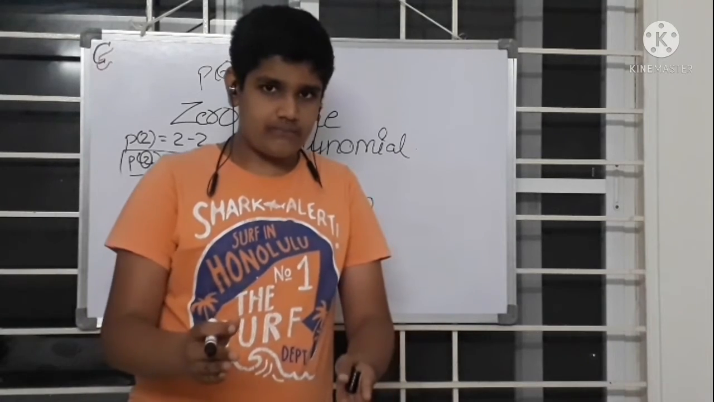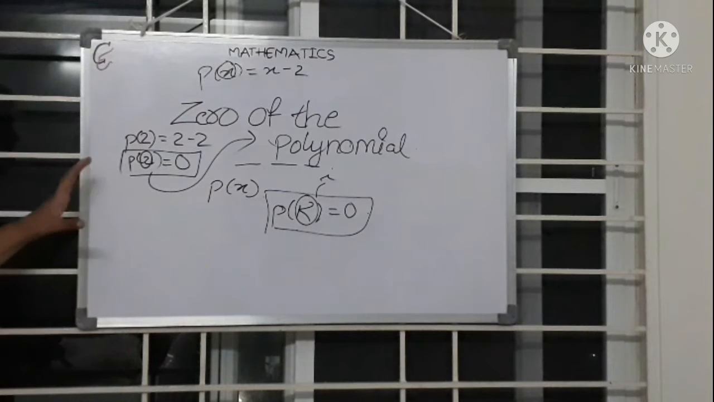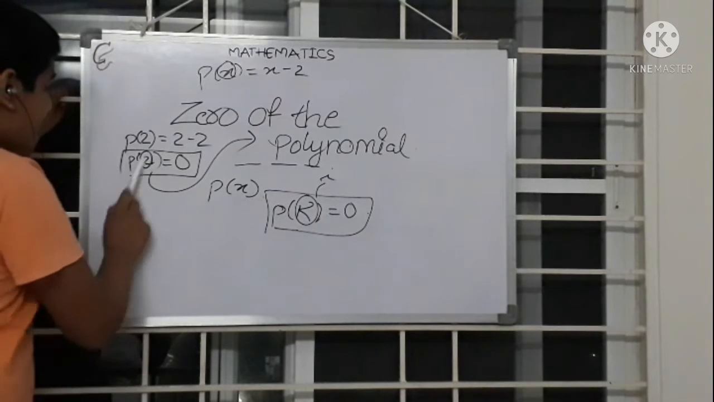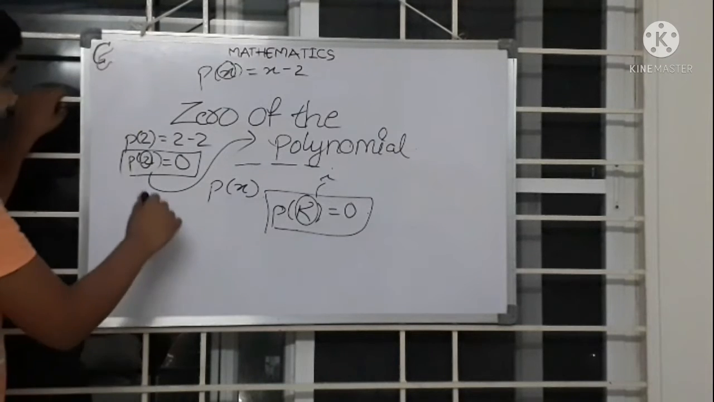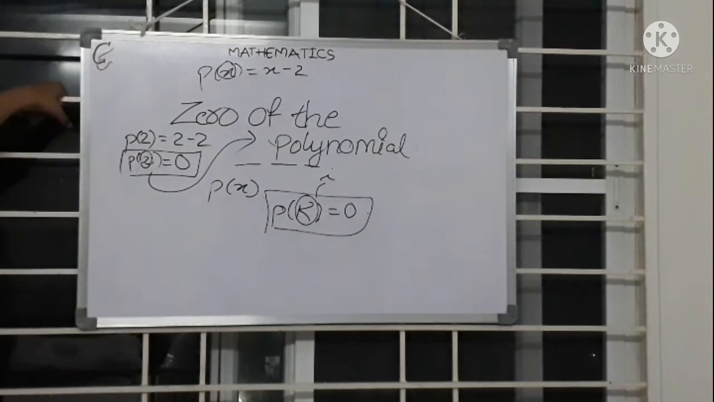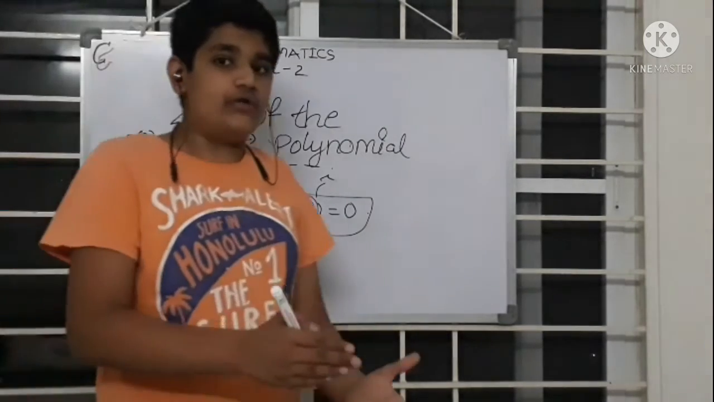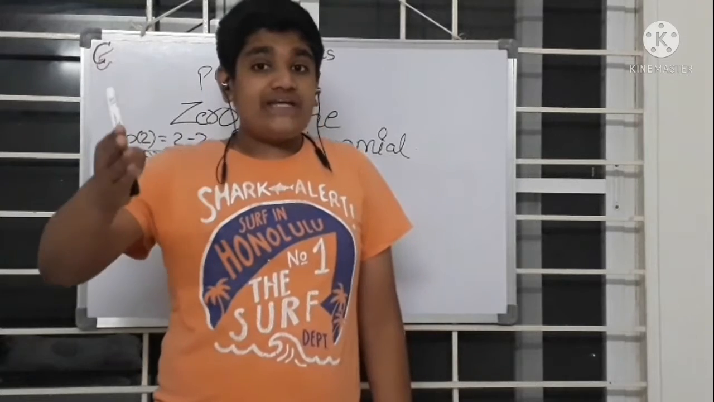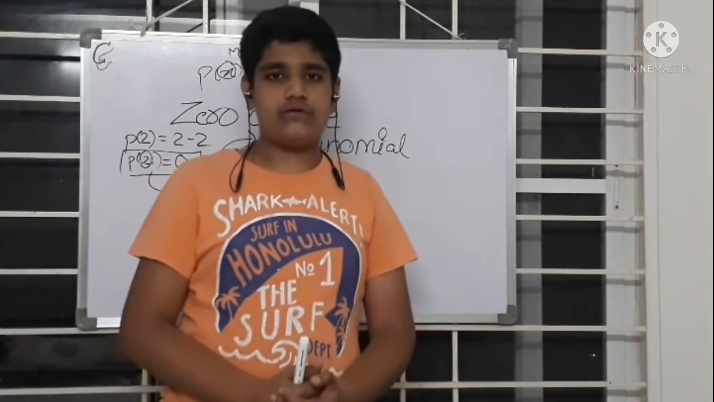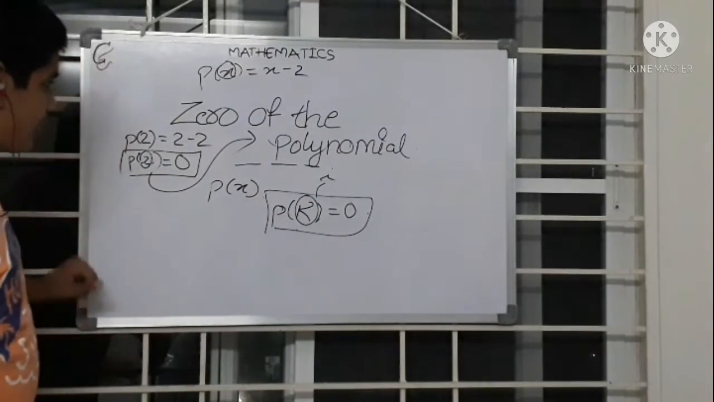Is the concept clear? Yes, are you understanding? Now listen very carefully. Here, this is the polynomial, and the value 2 is known as the zero of the polynomial. Because of that value, the value of that equation became 0. So that is the zero of the polynomial. That's all. There is nothing more to know about the zero of the polynomial.